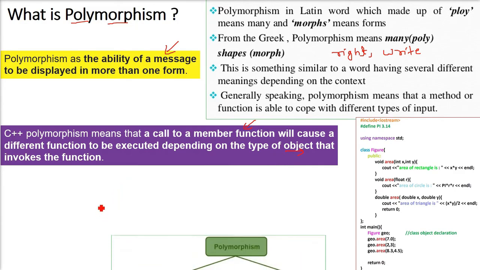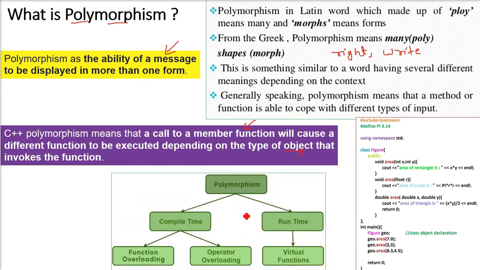So polymorphism can be of two types. It can be compile time polymorphism. It can be runtime polymorphism. The compile time polymorphism is implemented in two ways. Let me tell you, compile time is early binding, runtime is late binding. So in order to implement the compile time, we have function overloading and operator overloading. Similarly, for late binding or runtime, method overriding is done, and this is implemented using virtual functions.